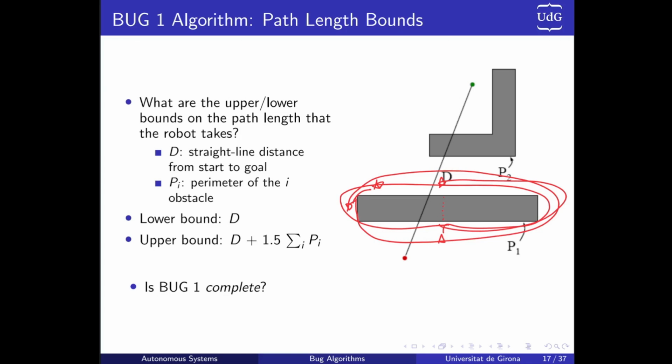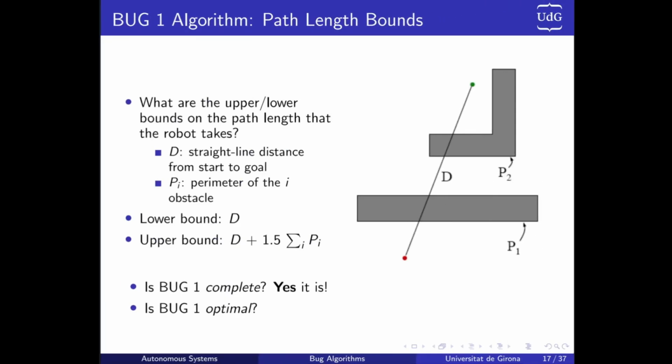Then every time I will go between 1 and 1.5 times around the obstacle, then the worst case possible is the distance d plus, we add all the perimeters of all the obstacles and we multiply by 1.5. Okay, it's easy, no? And what I told you, is Bug 1 complete? Yes, it is. Is Bug 1 optimal? No, it's not. Okay.